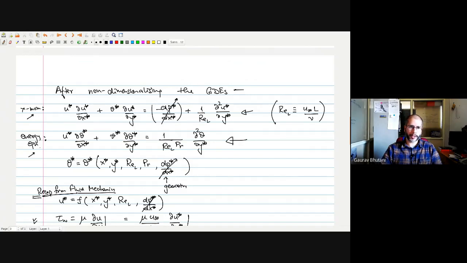So what that means is the x momentum equation is completely decoupled from the energy equation, because we do not need to solve the energy equation to get the solution for u star and v star. So if that is the case, then we can solve the x momentum equation first, and obtain the u star and v star expression for the complete boundary layer region. And once we have that, then we can use those u star and v star solutions to solve our energy equation. So this is the exact approach we'll be using.